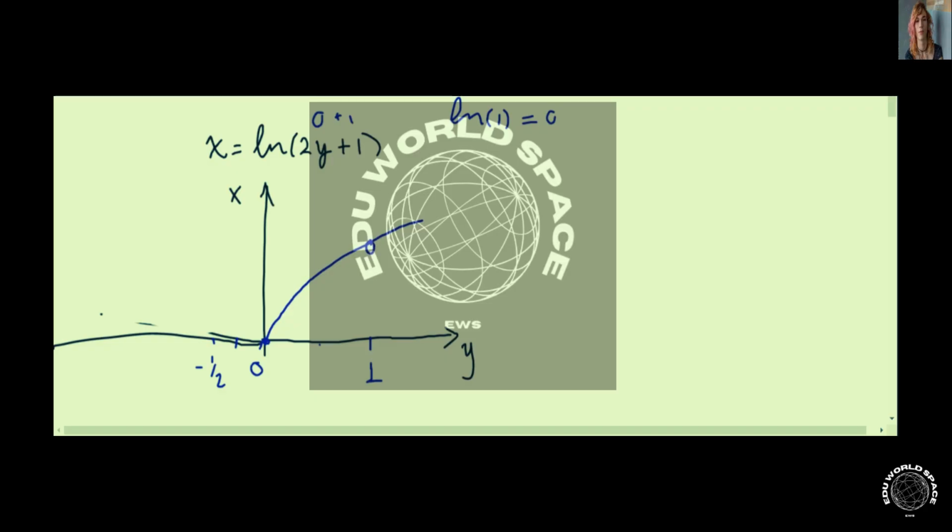And so, to compute the area, what happens if we rotate about the x-axis? We will obtain a curved cone, something like this, if we rotate about the x-axis.